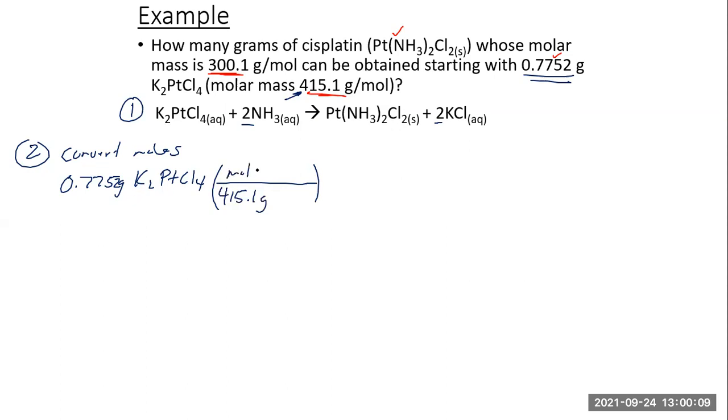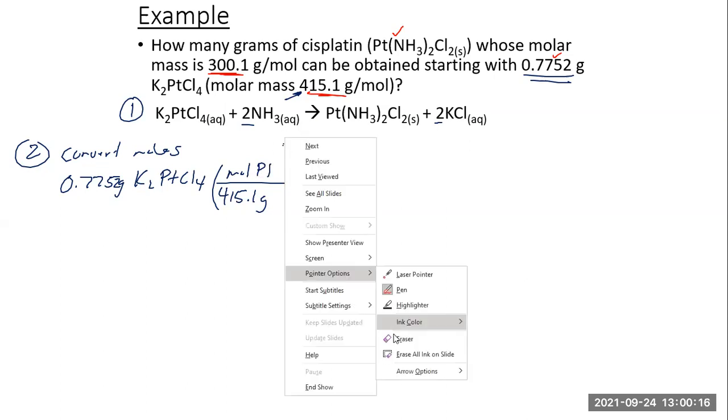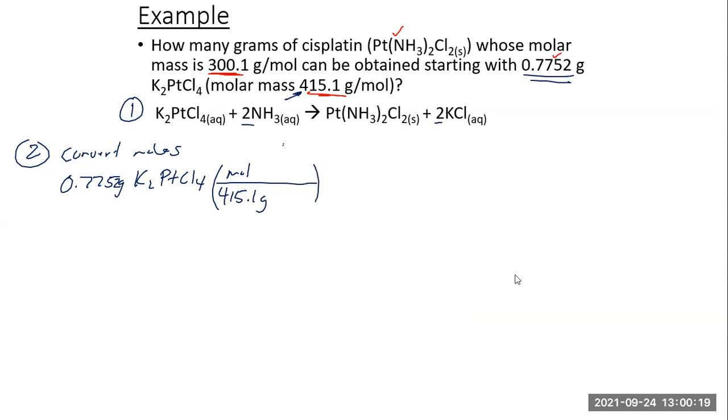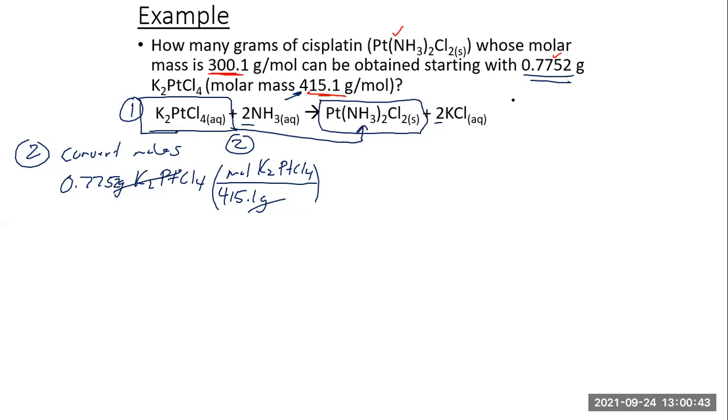So the grams cancel. Moles of K2PtCl4 up on top. This again is basically step number 2. I have stopped right now. I am in moles of K2PtCl4, but I'm not interested in that. I am interested in going from this one to this one here. And when I look at the equation, I see for every 1 mole of the one that I was given, I get 1 mole of this scary one here.